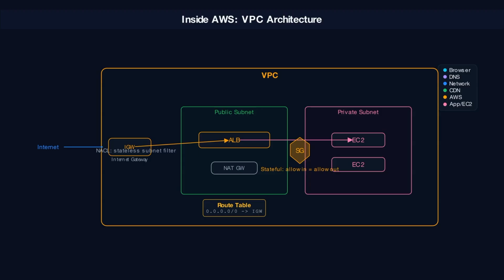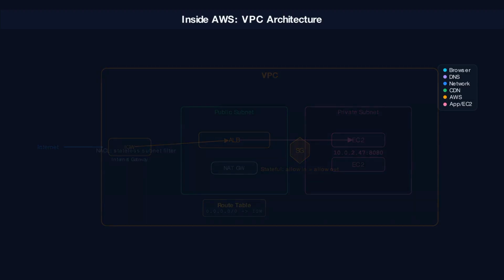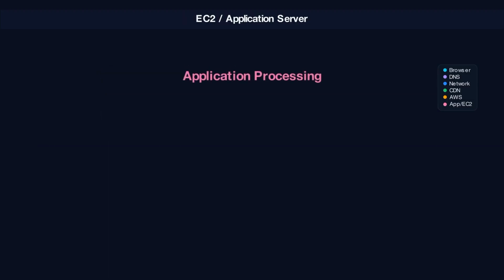Now security. Requests pass through two checkpoints. The NACL, a stateless filter at the subnet boundary, and the security group, a stateful guard at the instance level. If the guard lets a request in, it automatically allows the response out. The ALB selects a healthy EC2 from its target group and forwards the request to 10.0.2.47 on port 8080. The packet has finally reached the application.